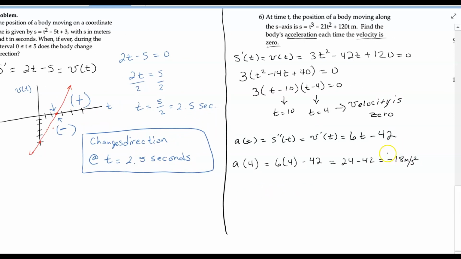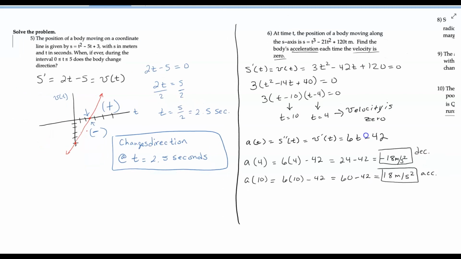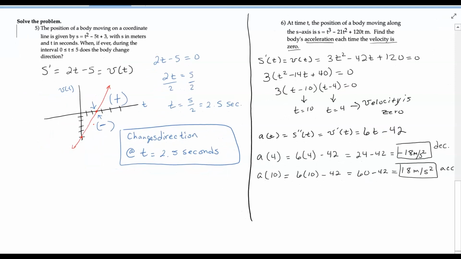So that's the first acceleration. And then let's check the second one. A of 10, 6 times 10 minus 42, which is 60 minus 42, which is a positive 18 meters per second squared. So here it's decelerating, and here it's accelerating. Just something to consider, that at one point it's slowing down, and at another point it's probably speeding up. Otherwise, some really good applications here for particle motion and how we apply derivatives to those things.